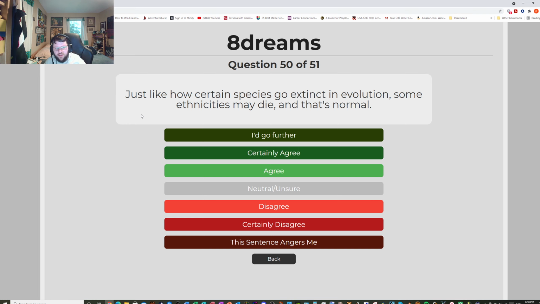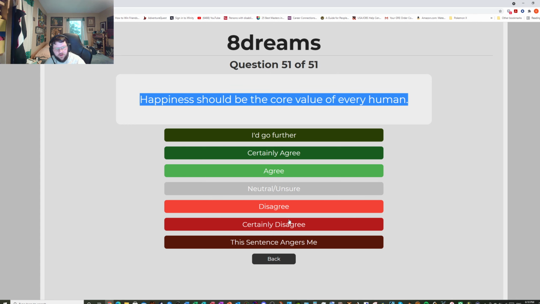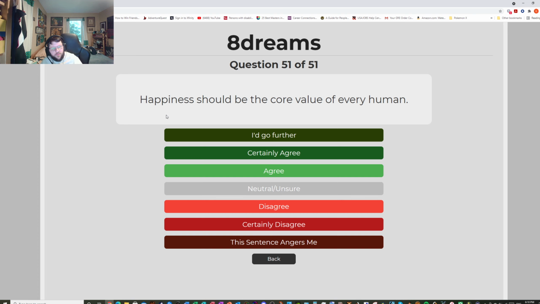So I would say, just like how certain species go extinct in evolution, some ethnicities may die in that. No, species can go extinct. Ethnicities, no. That angers me. Happiness should be the core value of every human.